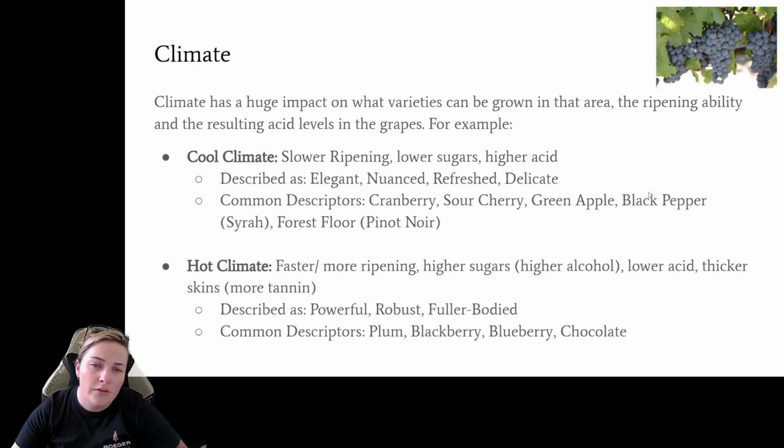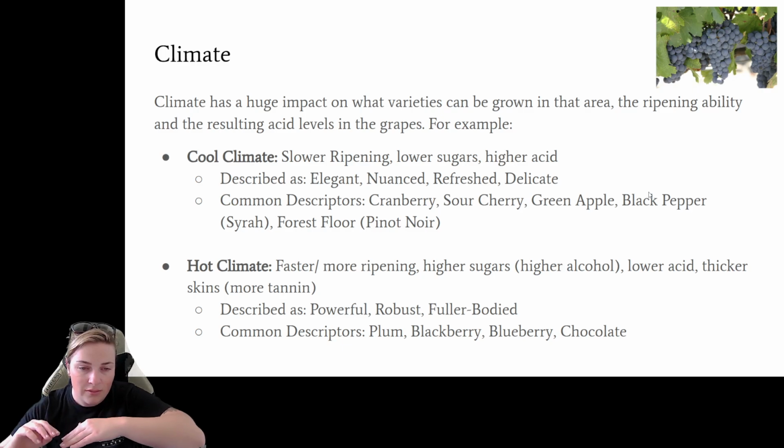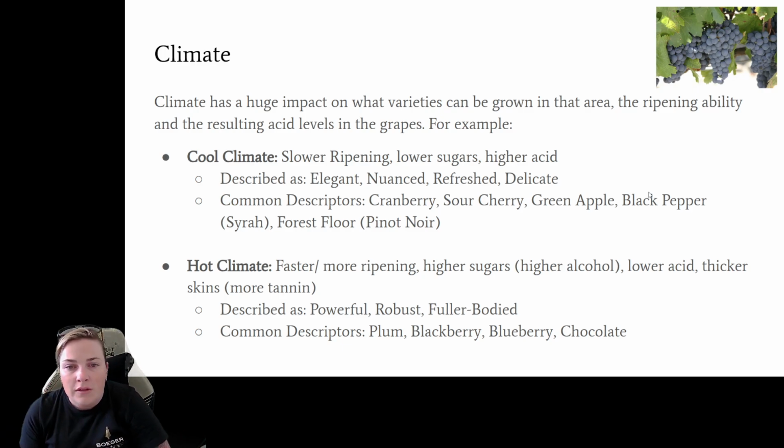Okay, so to dive deeper into these things, climate affects the ability to ripen, and the acid and sugar levels in the grape, right? So if you have a cool climate wine, it's typically slower. The fruit took longer to ripen. It's slower ripening, so you have lower sugars but higher acid. Typically, when grapes ripen, as sugar starts to climb during the ripening stage, acid will start to deplete, right? So it's an inverse relationship. So there'll be lower sugars and higher acid because in a cooler climate, it has a harder time ripening, right?